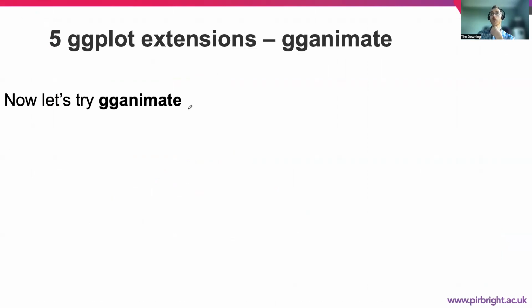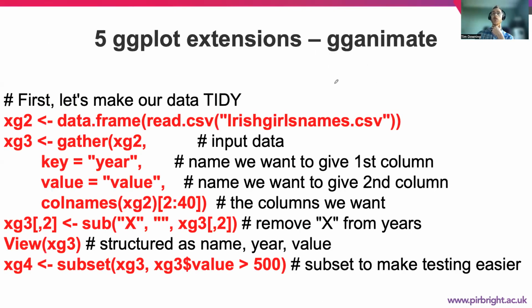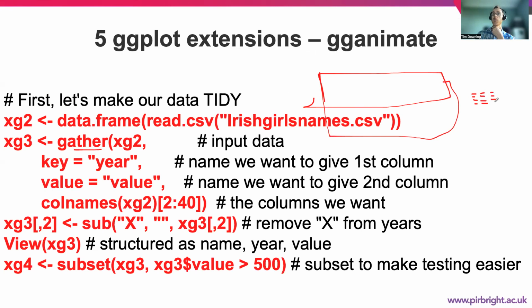To look at this, we're going to use just the Irish girls' names. And for all these packages, we want to use tidy data. So we're taking our initial data, which is the wide format with the rows and columns spread out. We're using the gather function to gather it together by year and value. So we have each name as the first item, then we have the years for which there is data, and then on the third column the value associated with that.